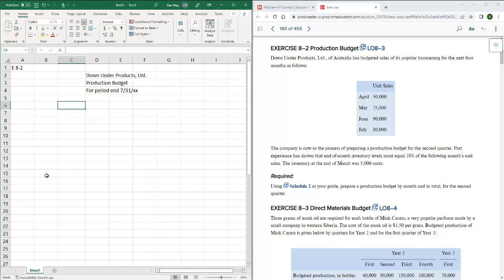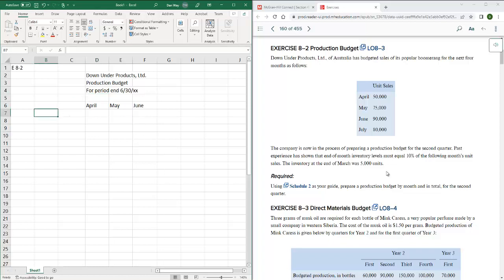So let's just get going here with our production budget. We're going to do this for second quarter. So we're actually starting with April and going May and June. So this is actually for period end June 30. Okay. We've got that July information because we need it to forecast the ending inventory for June.